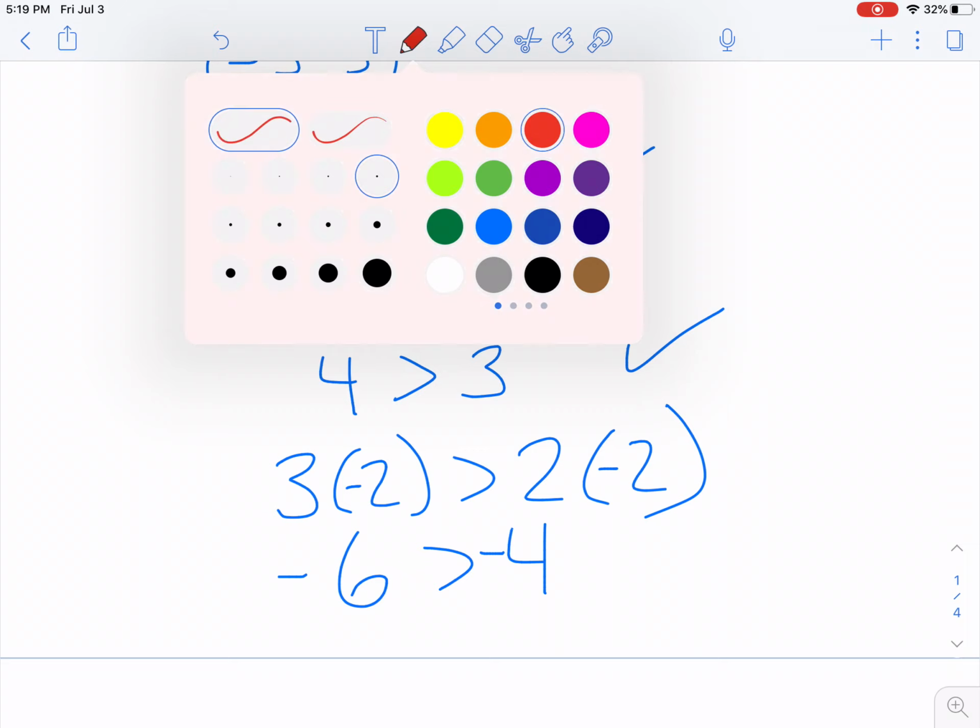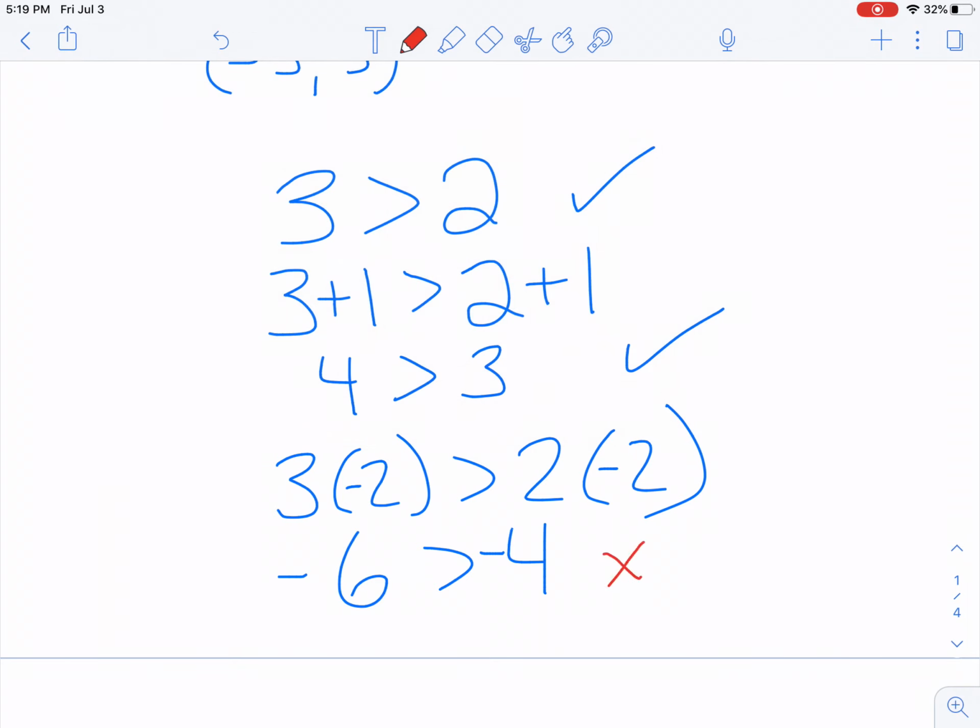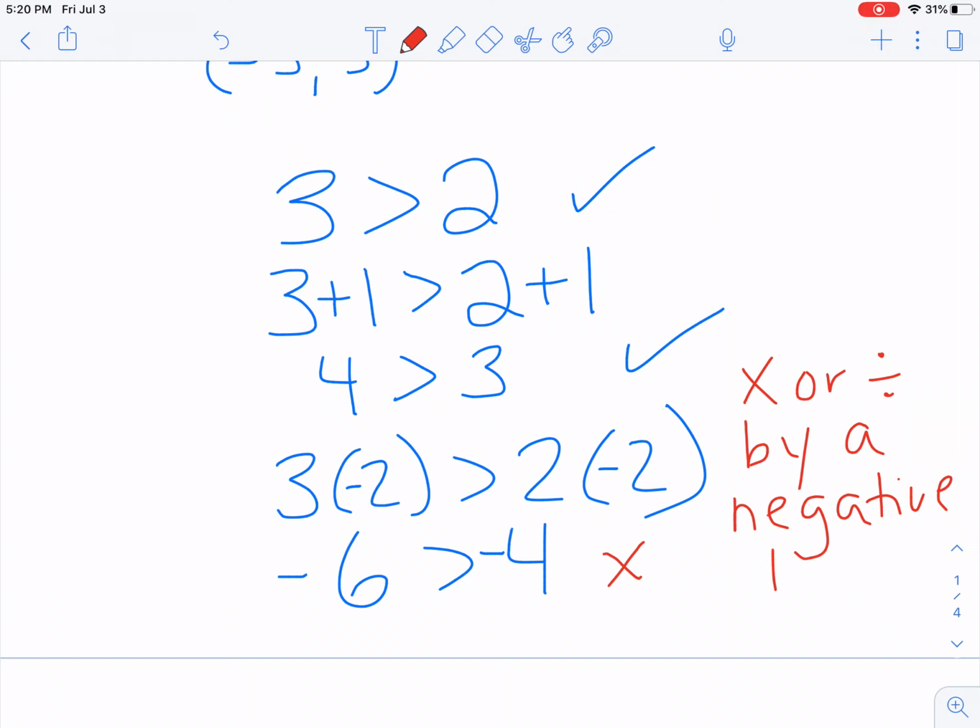So all of the operations that we're used to with dealing with equations, where the left side is equal to the right side, are valid here as well. The only thing is that when you divide or multiply by a negative number, you have to switch the sign. So this is actually going to become a less than. So that's the only rule that you have to keep in mind when you're dealing with these things.